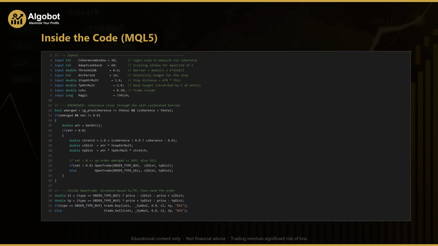If net is greater than 0, the emerging order points upward, so it calls open trade with a buy order. Otherwise, net is negative, the order points down, and it calls open trade with a sell. Inside open trade, you can see how the levels are placed. For a buy, the stop sits below the entry and the target above. For a sell, the stop sits above and the target below. Finally, trade.buy or trade.sell sends the order with the chosen lots, stop, and target. That's the entire trading core, both long and short, in just a handful of lines.